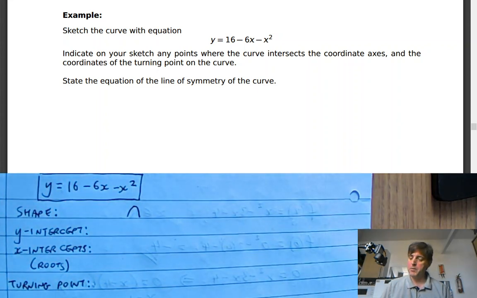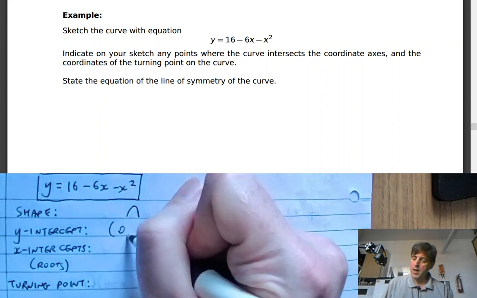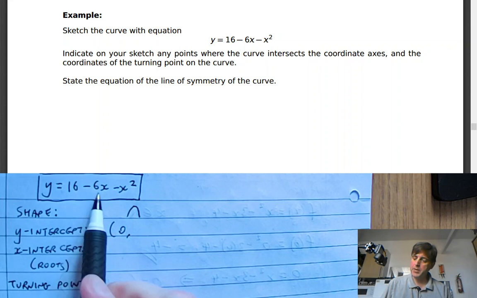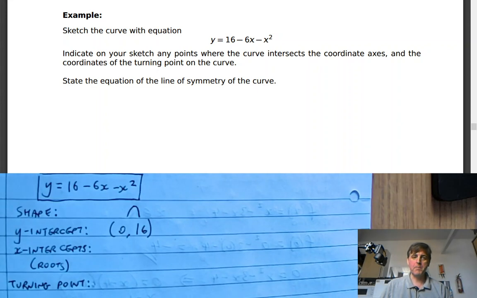What's the y-intercept going to be? Well, the y-intercept is when x equals 0. That's going to happen when we put x equals 0 into here. We're going to have 16 minus 0 minus another 0, so the y-coordinate is going to be 16.